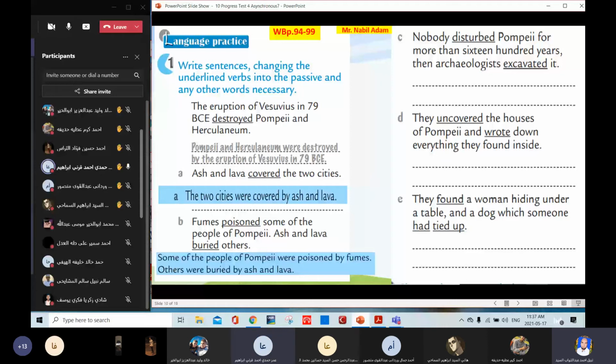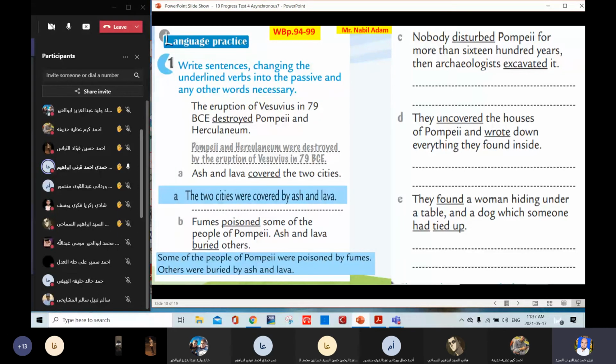Pompeii wasn't disturbed for more than 1600 years. Then it was excavated by archaeologists. Excellent, Omar. Thank you so much, Omar. ممتاز يا عمر، أحسنت.